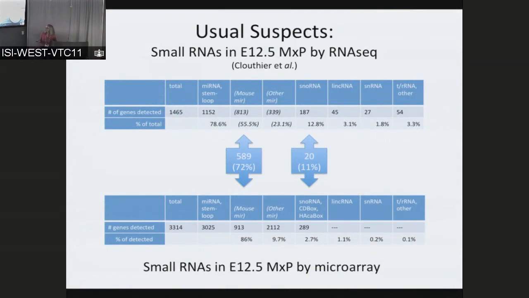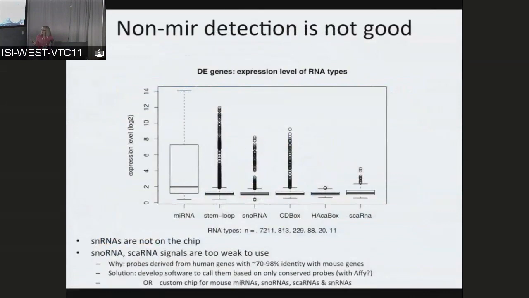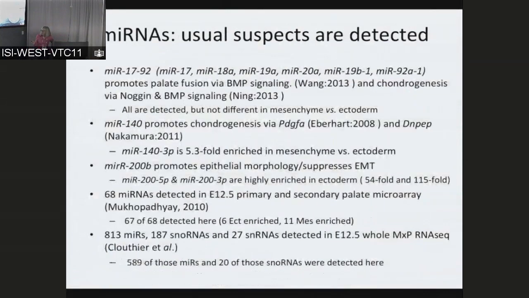And I think the most important issue there is that actually the genes that are on the microarray are the human sequences, not the mouse sequences. And although these are highly conserved in the 80 to 90% range, it's maybe not good enough for what we're trying to do. Get past that. Okay, and so looking in a little more detail at specific things that we expect to find, for instance, we know that this microRNA cluster, 17-92, is very important in palatal fusion.